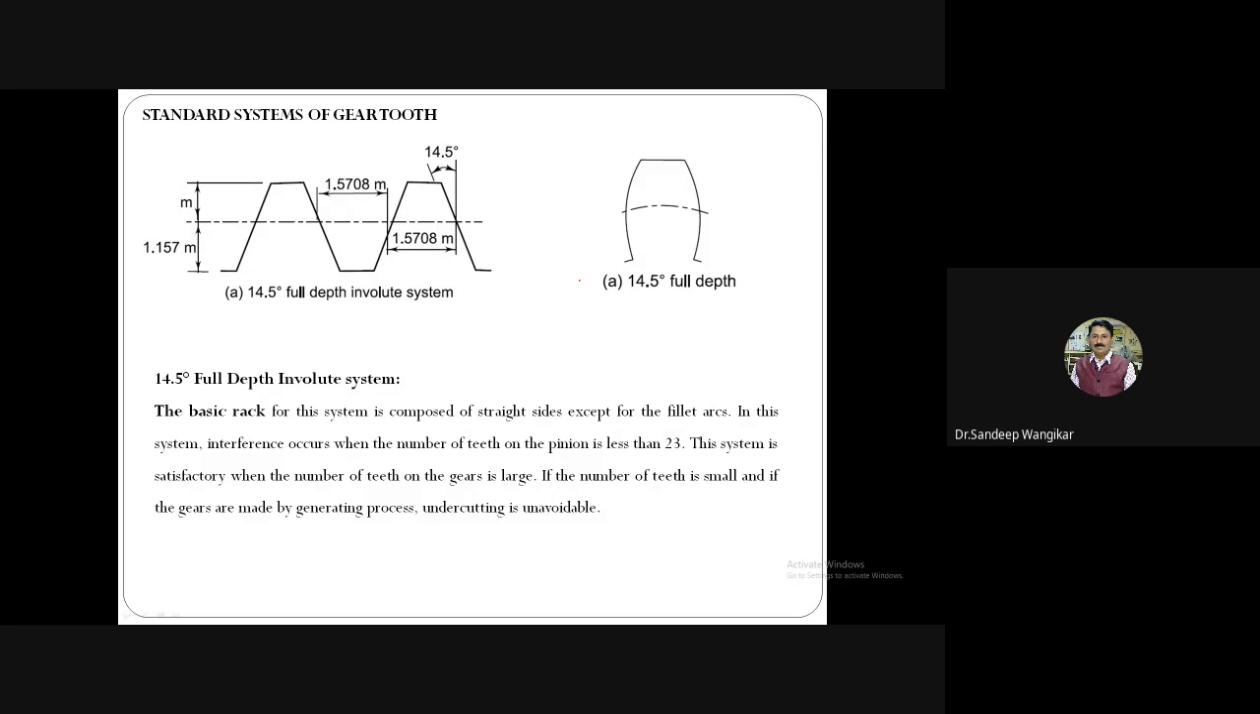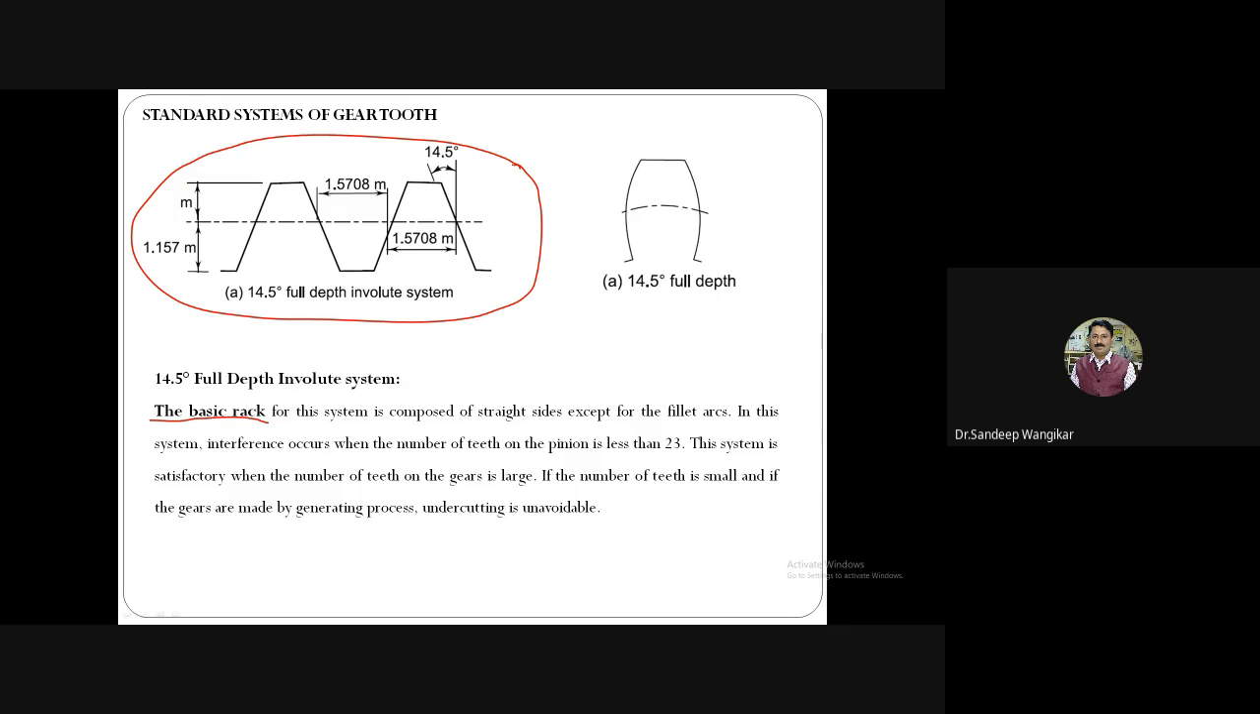There are different standard systems of gear tooth, but before moving to the standard systems, I will explain the concept of the basic rack. What is a basic rack? Everything here is explained with the help of this shape shown, the basic rack. So what is this basic rack?